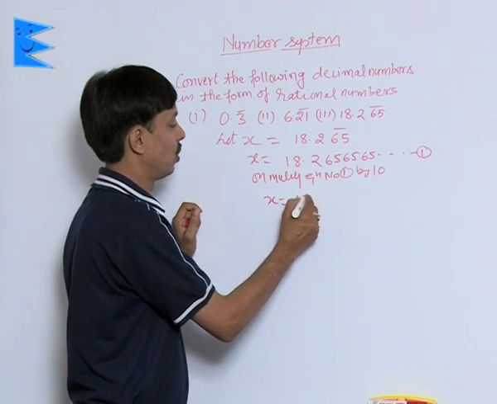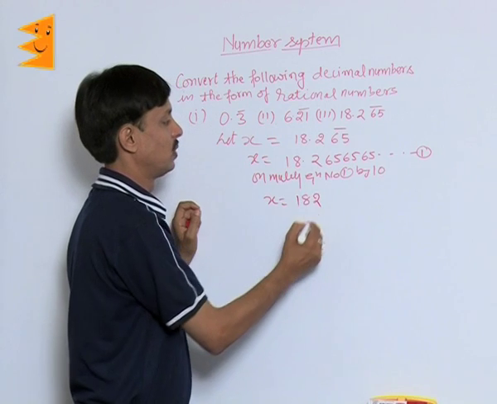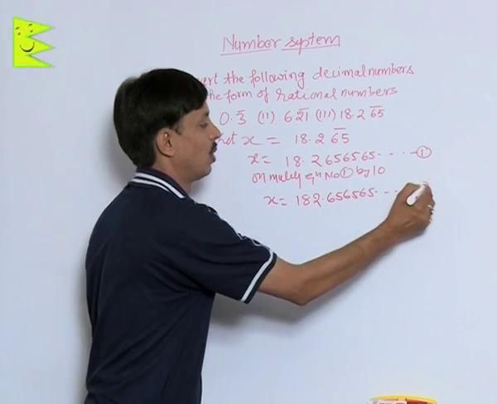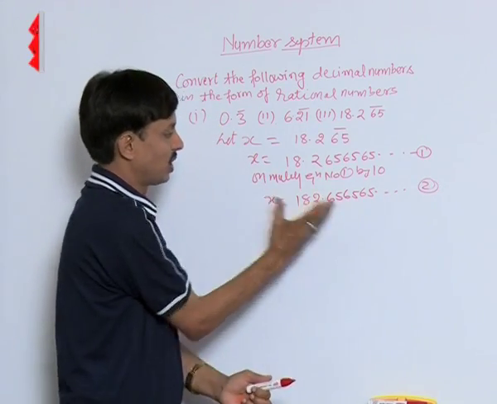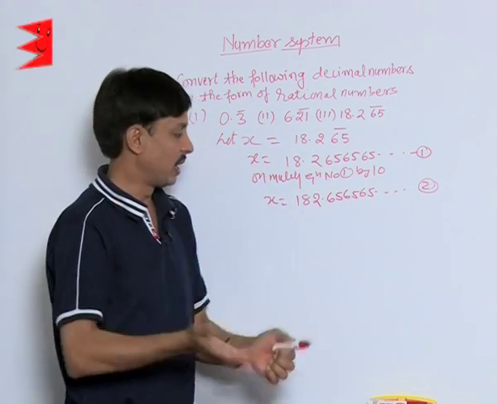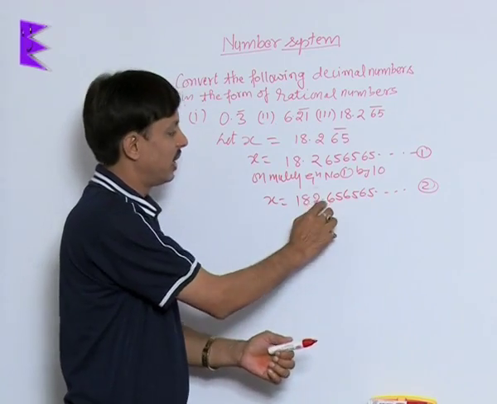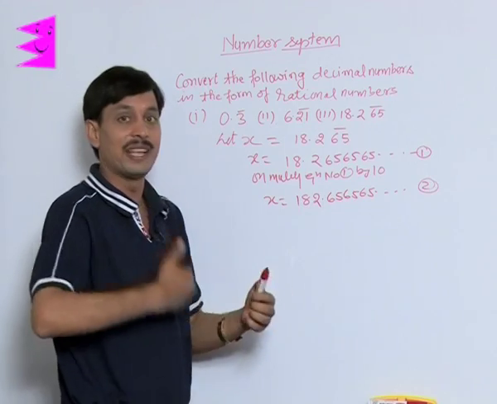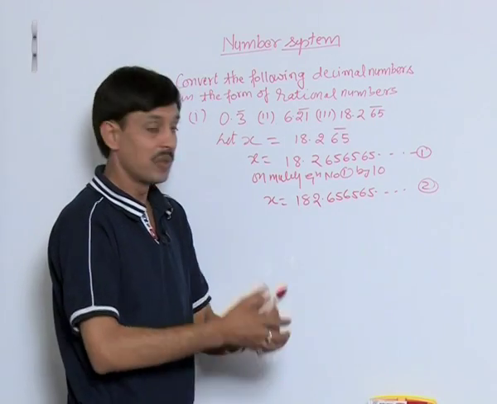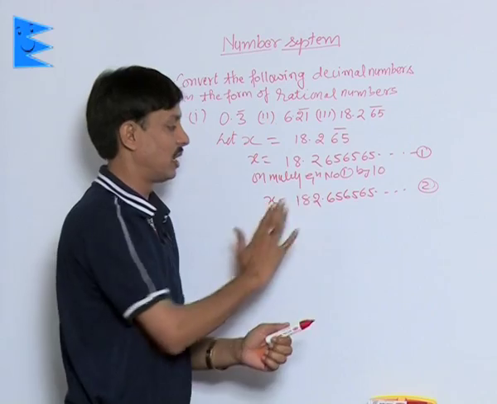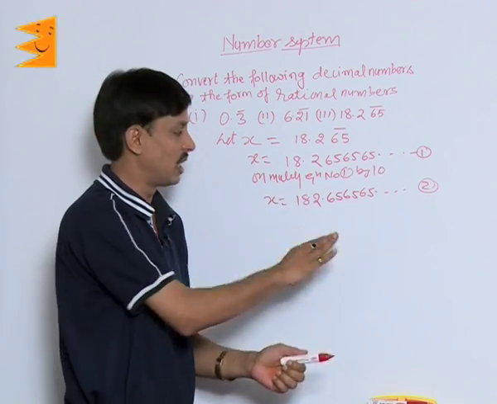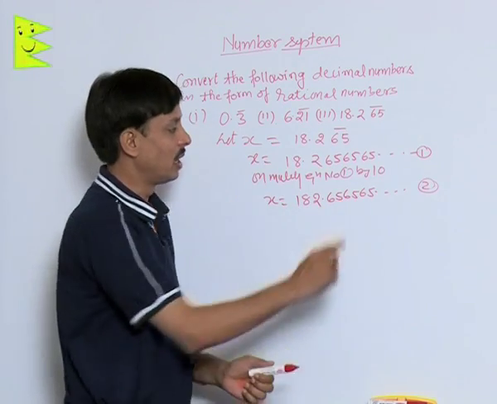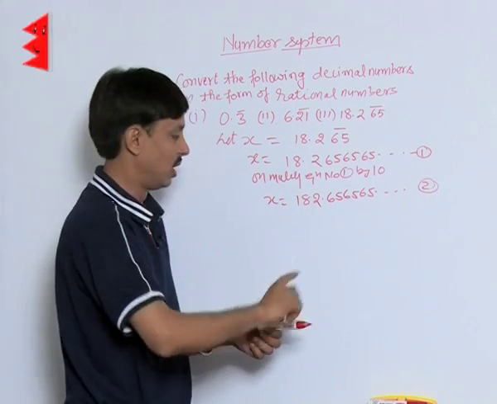So 10x is equal to 182.656565 dot dot dot, equation 2. Now this question has come in that shape, that is, from where repetition starts the decimal is on the right position. After this step, what? As many digits are repeating, according to that we multiply by 10 or by 100 or by 1000 or by 10,000 or by lakh. Here only 2 digits are repeating. So we will multiply equation number 2 by 100.